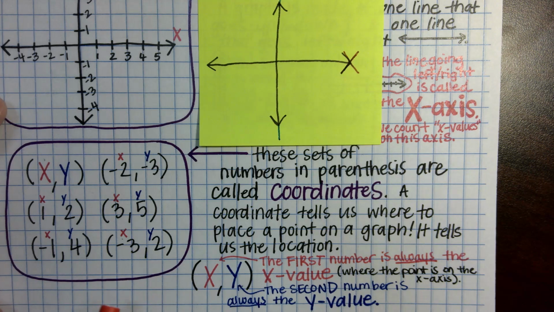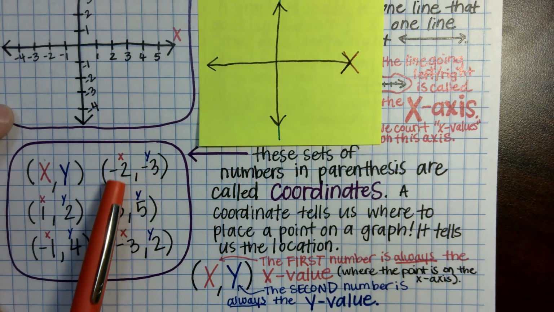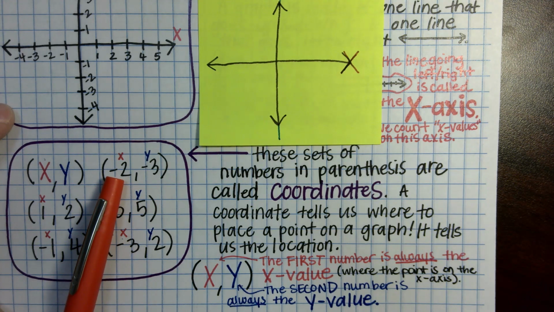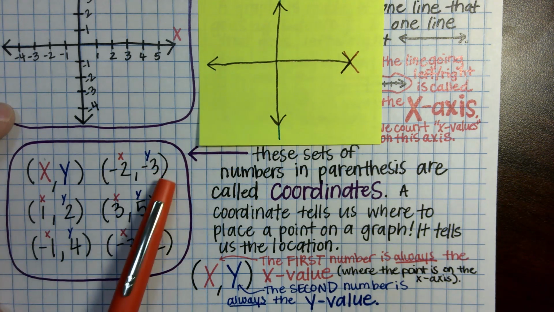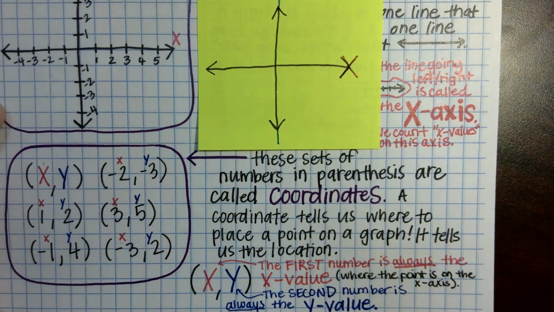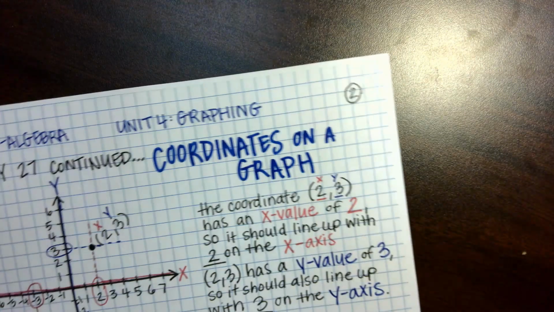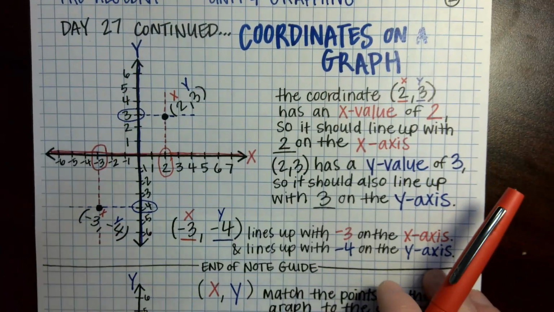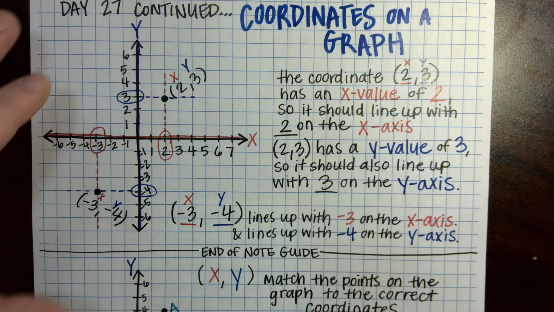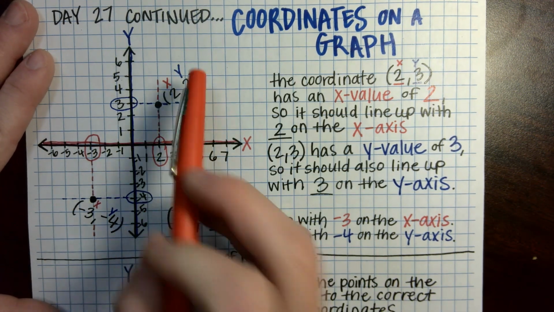So with coordinates, the first number is always the x value. It's going to tell us where our point lines up with the x-axis. The second number is always the y value. It's going to tell us where the point lines up with the y-axis. So those are just a few examples. Let's flip to the next page, and here's where we get to see it happen in action. So here you're going to see a few coordinates on a graph. I put this coordinate here. We call this one (2, 3).